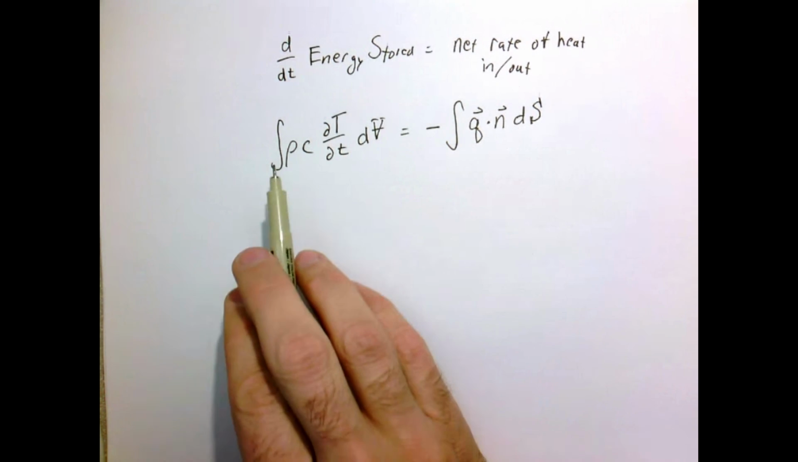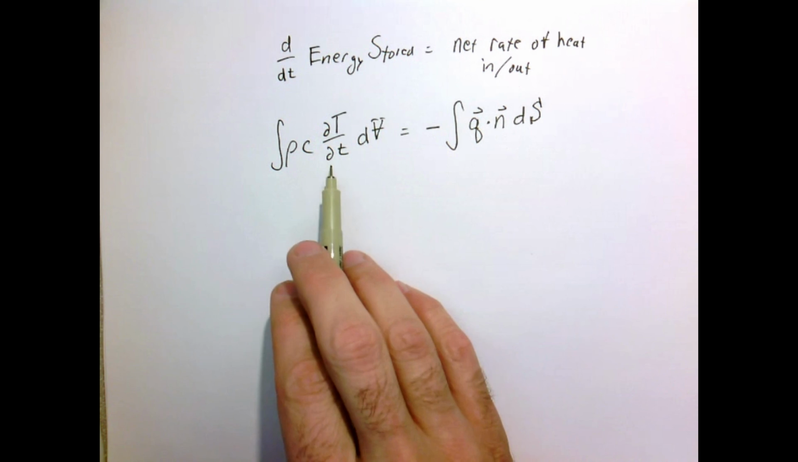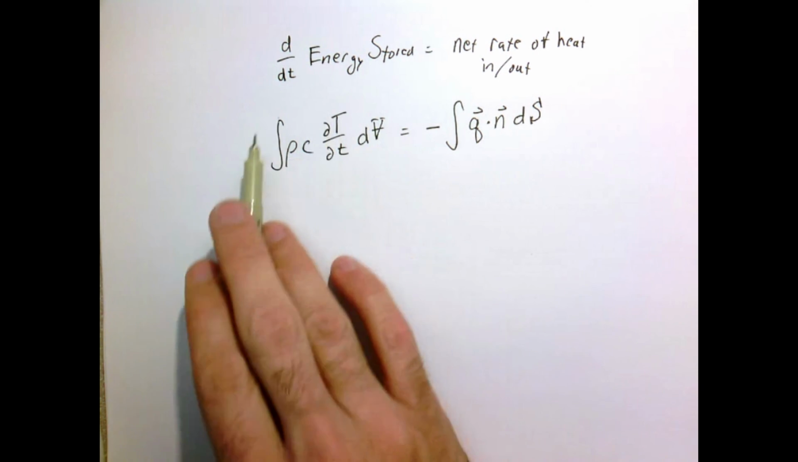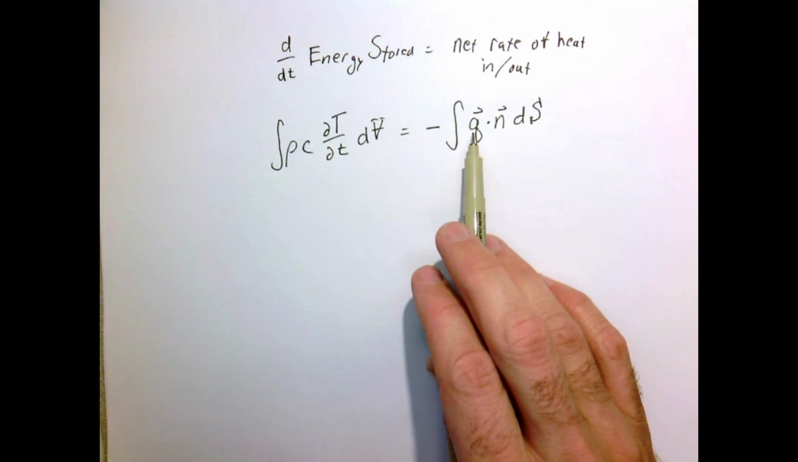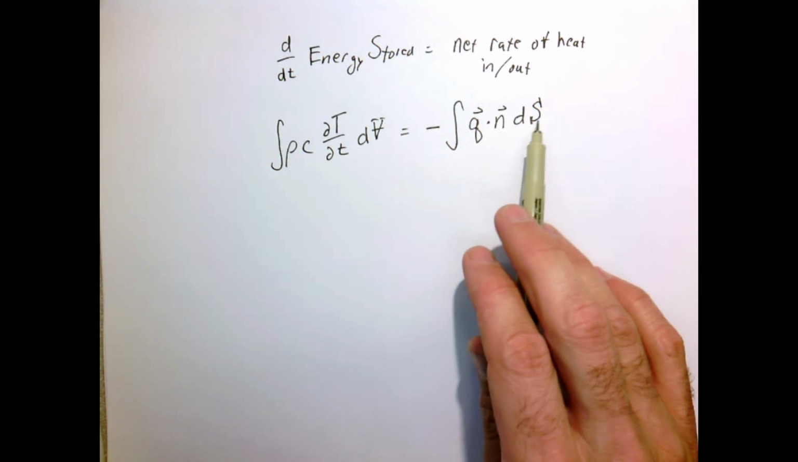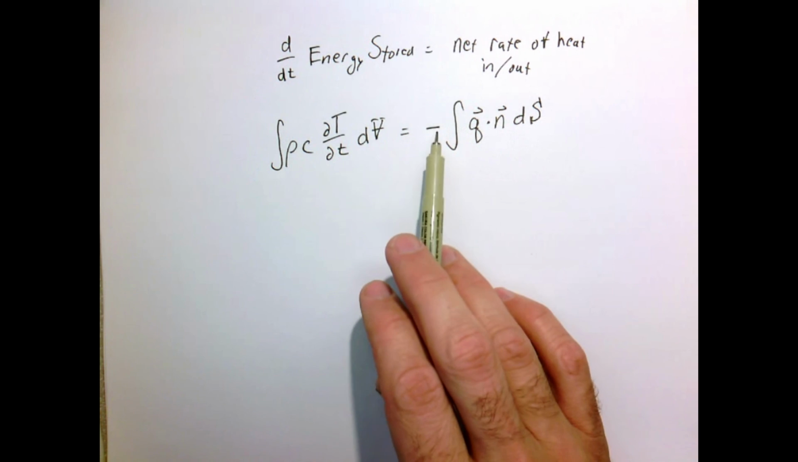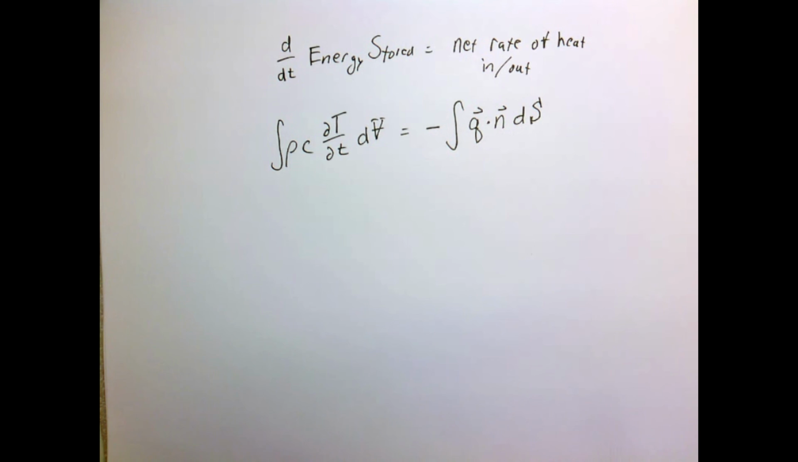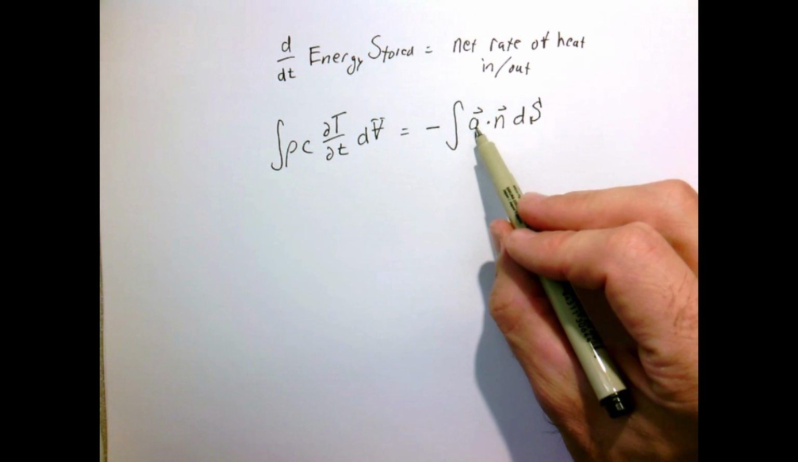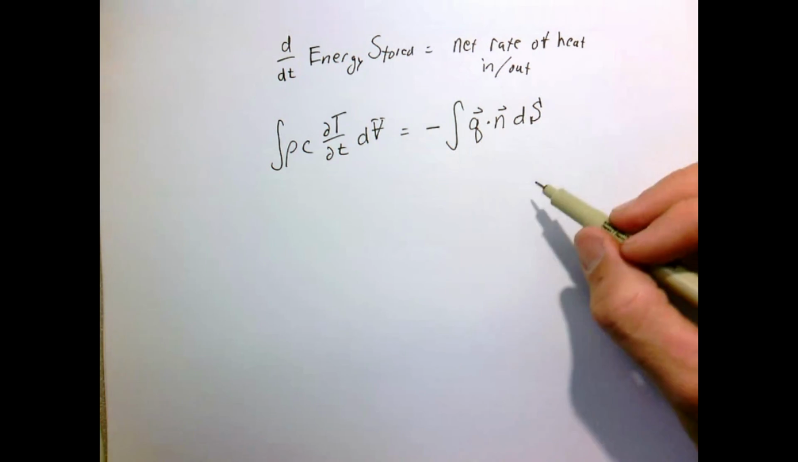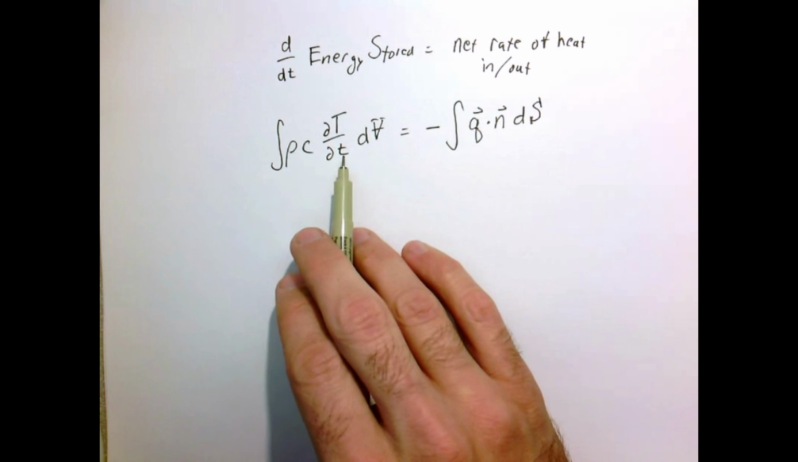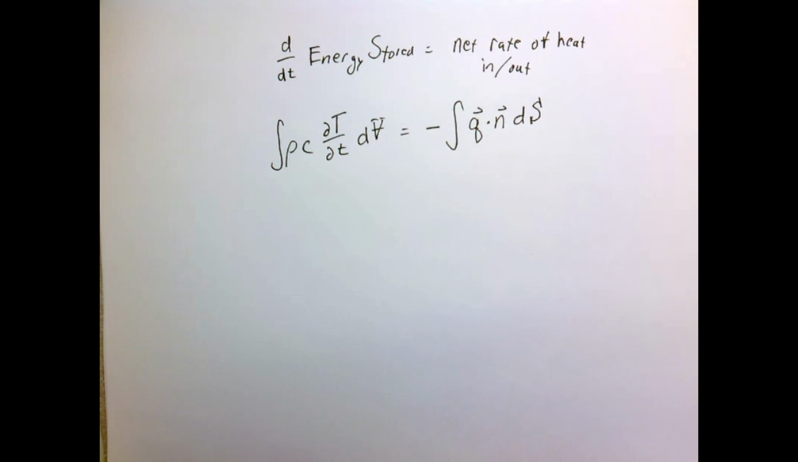So we have the density times the heat capacity times the time derivative of the temperature field integrated over the whole potato. And then we have the heat flux vector dotted with the normal integrated around the surface. I put the minus sign here to get the sign correct, because if we have these two vectors aligned, it's a positive number, so heat's leaving the surface. Therefore, the energy inside should be decreasing.